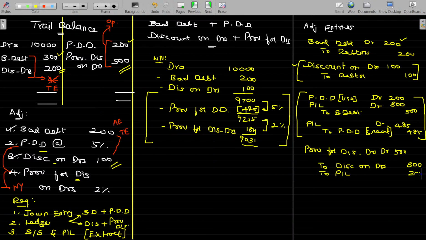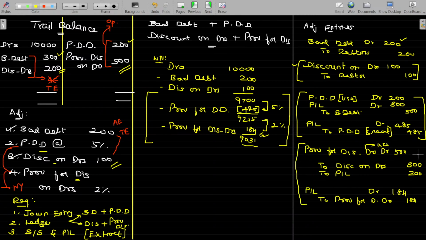And we need to create the provision for the next year, right? How much provision is required for the next year? 184. Whenever we create the provision, it should be credited. When we use it, it should be debited. So here on use, the provision is debited. Now for the next year, I have to create 184. That may be possible by debiting the P&L account. So P&L account debit to provision for discount on debtors. This value being 184.